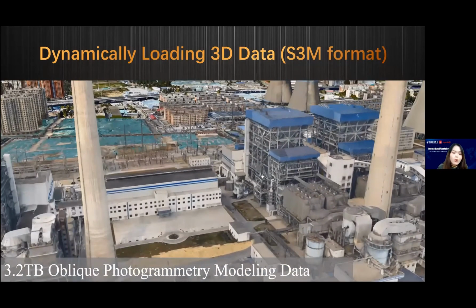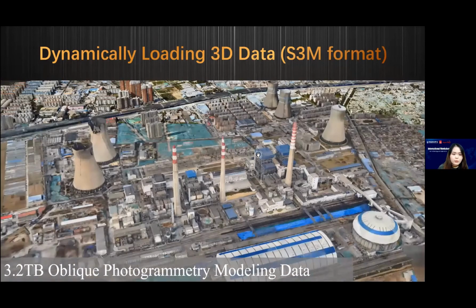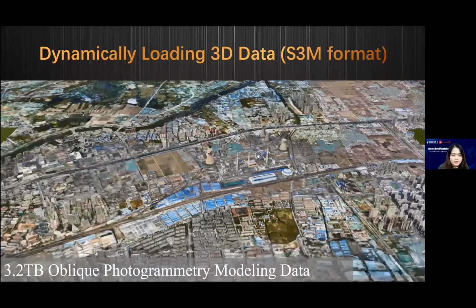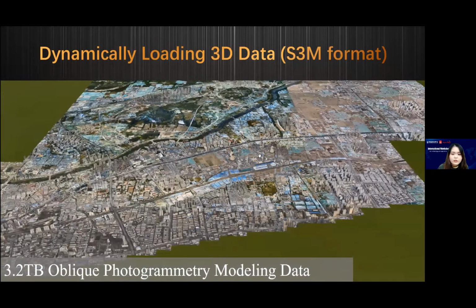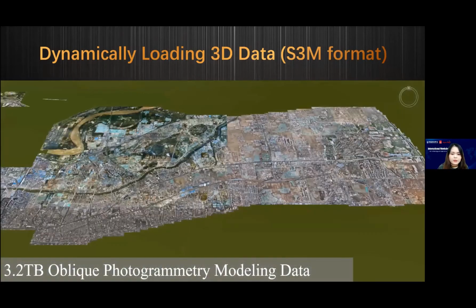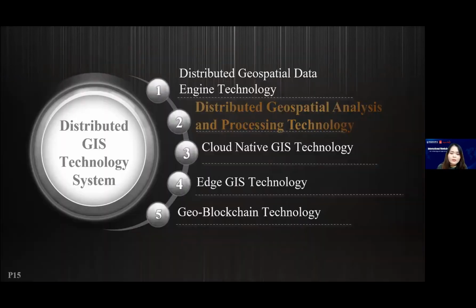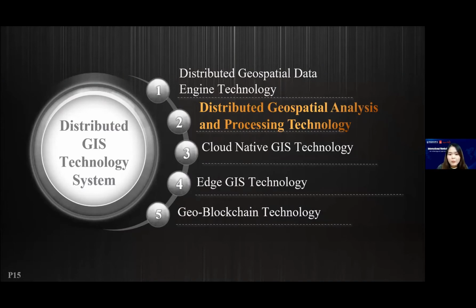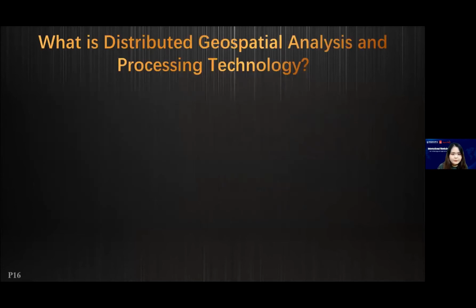So now we have solved the data management problems. Our final purpose is to do data mining to solve real-world problems. So it's time to go to our second part, distributed geospatial analysis and processing technology.